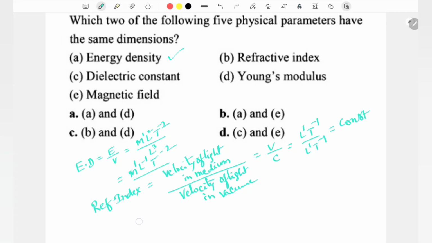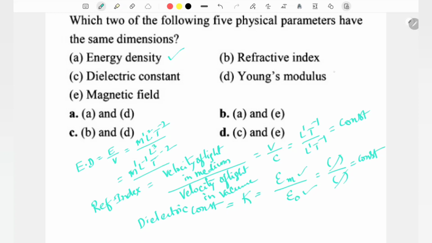Next, dielectric constant. Dielectric constant K is equal to permittivity of medium and permittivity of free space. It is the ratio of permittivity of medium to permittivity of free space. So here we get the same dimensions in the numerator and the denominator. So it is a constant one, so it has no dimensional formula.